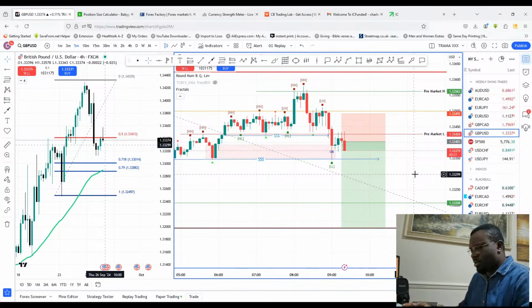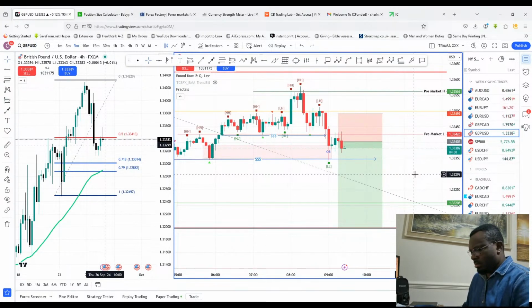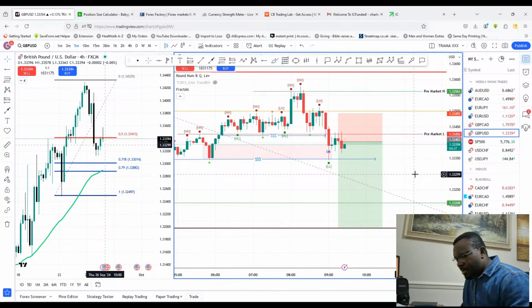Oh dear, it's dropping now. Oh no. It's pulling back up, giving us opportunity to get in.